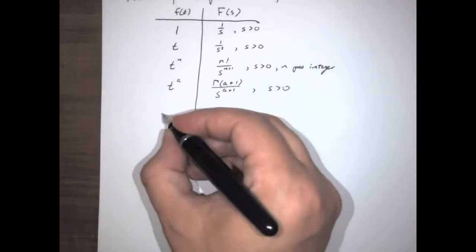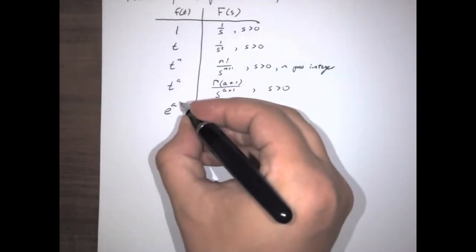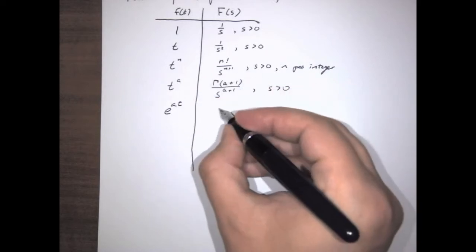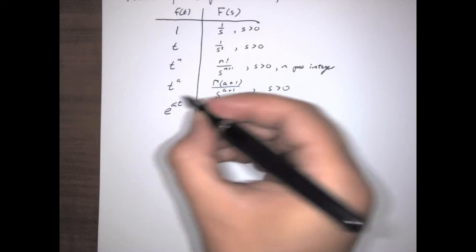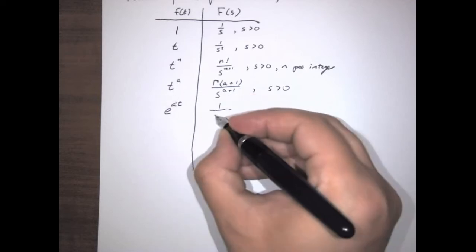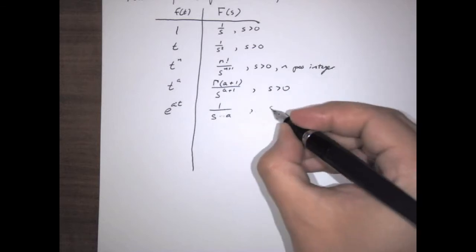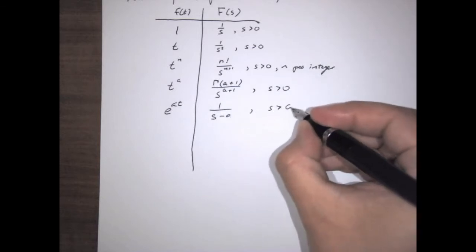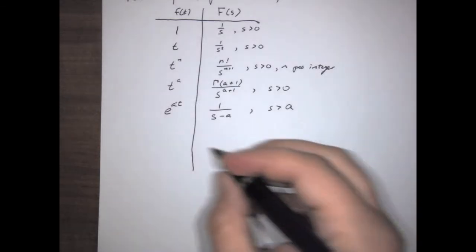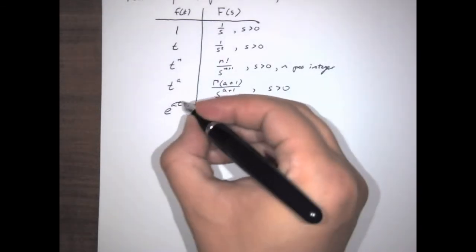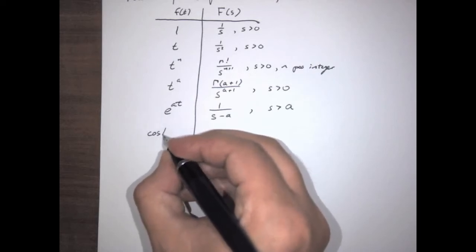And then what we had was e to the at. And then this gave us 1 over s minus a, and here we needed s to be greater than a in order for the integral to converge. And then what did we have? We had cosine kt.